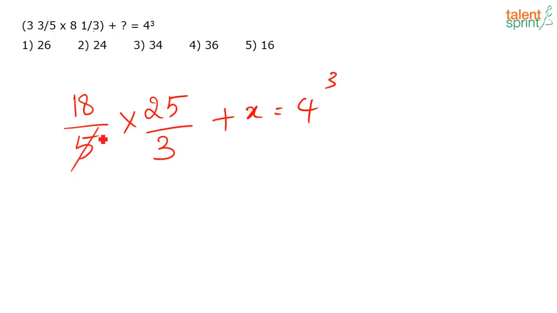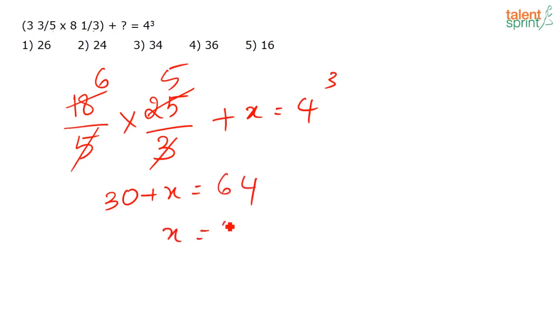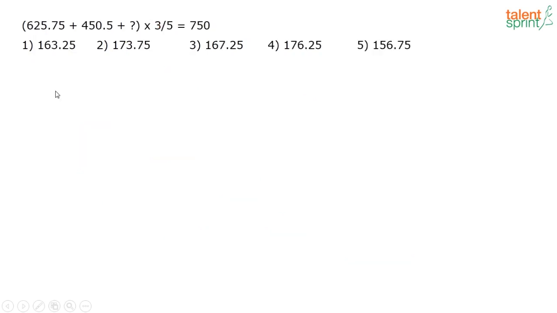So if you write it this way, you can cancel the terms, correct? That's why I have written it this way. So 6 5s are 30. 30 plus x is equal to 4 cube. What is 4 cube? 4 4s are 16, 16 4s are 64. Or x is equal to 64 minus 30, or that is equal to 34. Very easy question. Answer is option 3. So for the one who asked me how to do with multiplication, that's how you do. So let's move on to the next question.